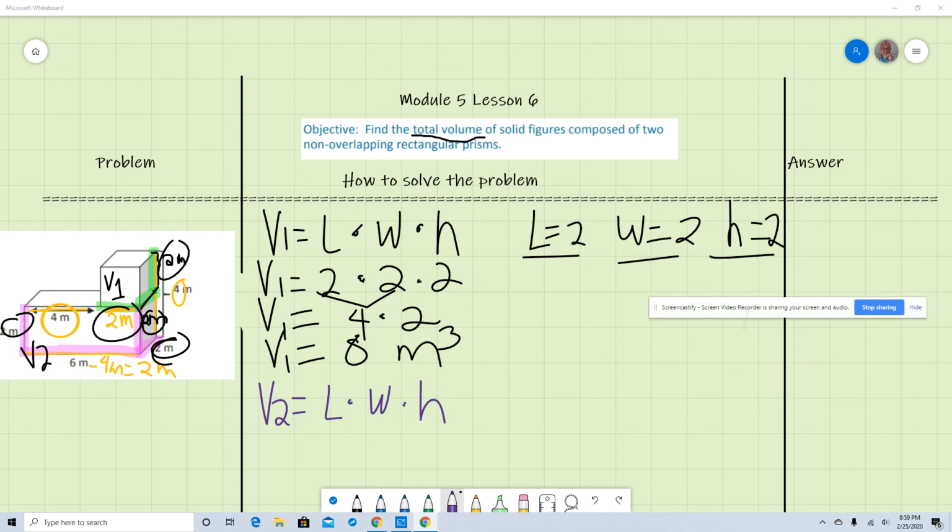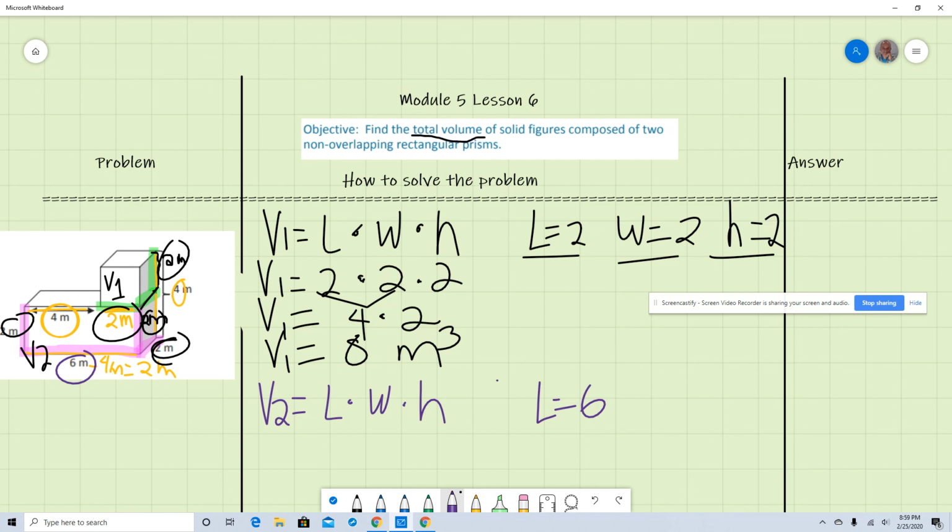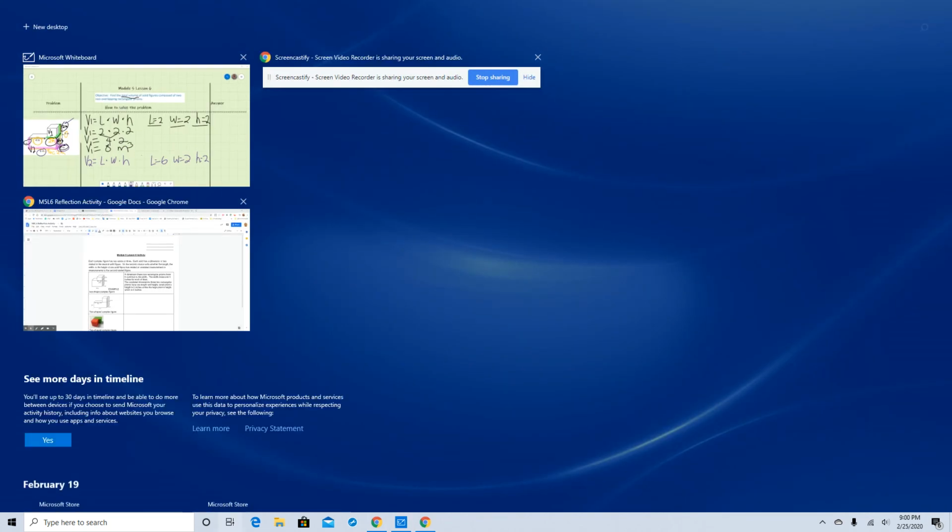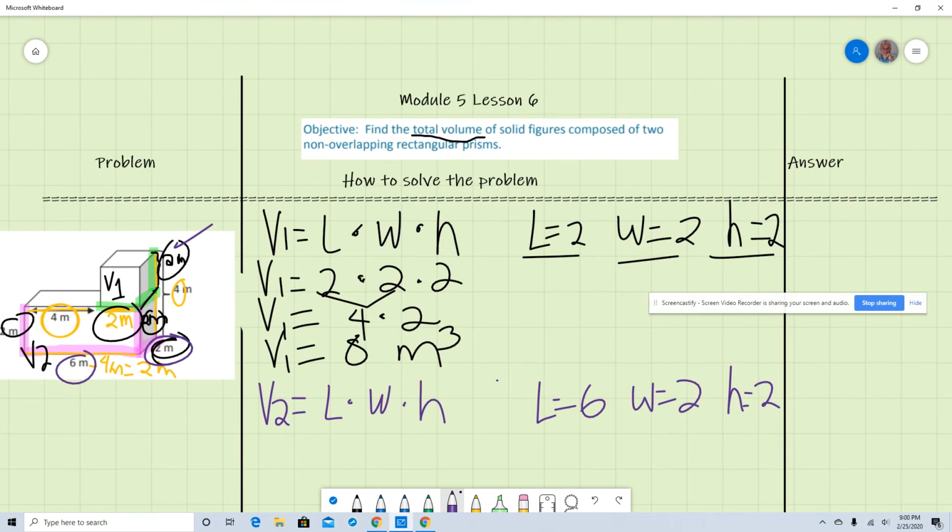And it's going to be, length is going to be 6 meters. The width is going to be 2. We said that they have that in common, which is the width right here. And the height is 2, which we already looked at. This is the height for this one, and this is the height for that one. Let's see. All right, there we go.